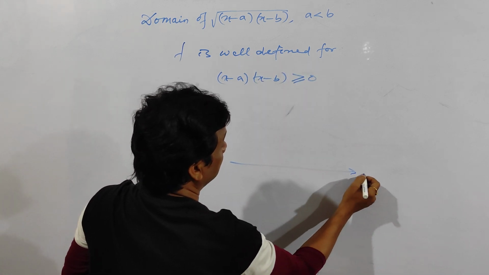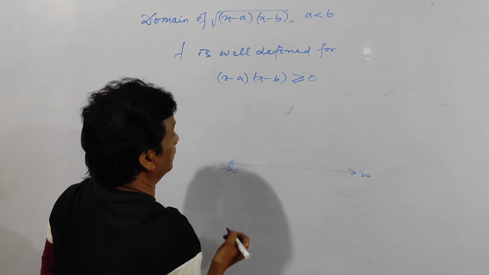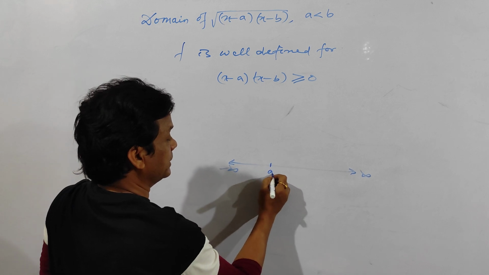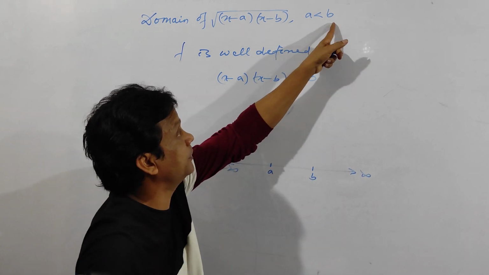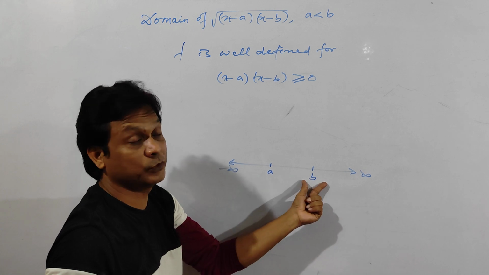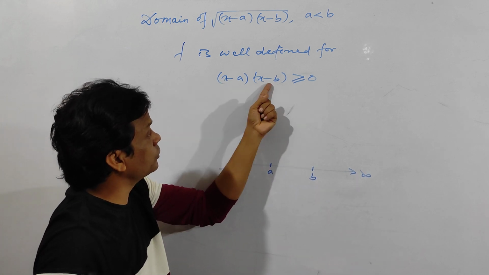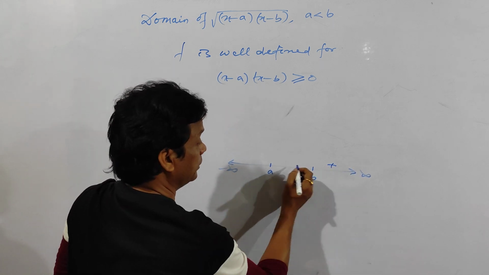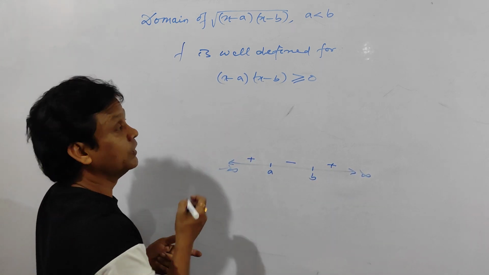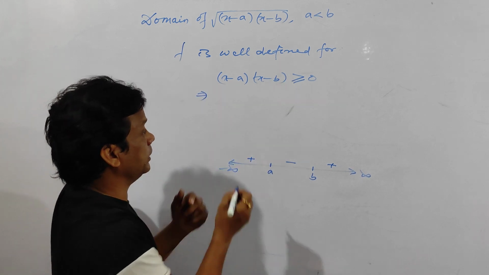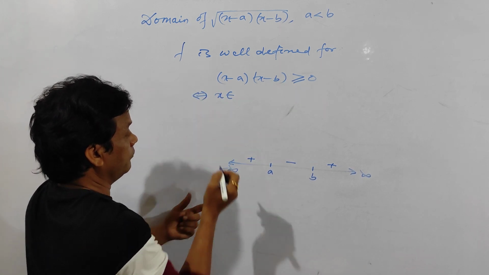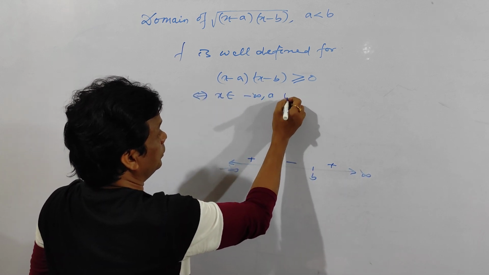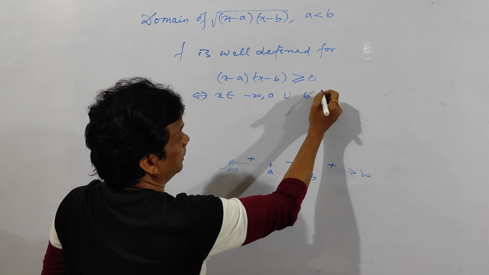And draw the number line. This is infinity, this is minus infinity. This quantity equal to 0 means x is equal to a and x is equal to b. So this one is a, this one is b, because a is less than b, so a should be on the left hand side and b on the right hand side. You multiply these two factors, and the coefficient of x square is positive, so this part is positive, this negative, this positive. Your requirement is positive, which means this part or this part: minus infinity to a union b to infinity.